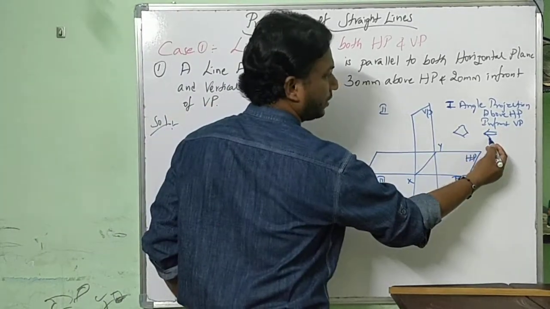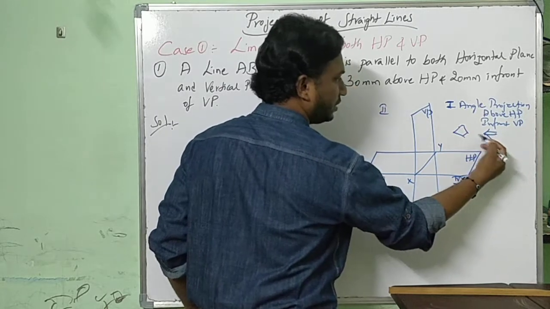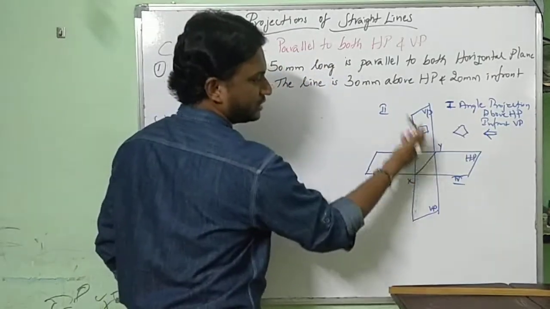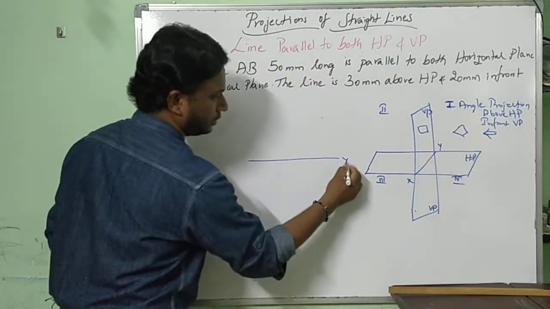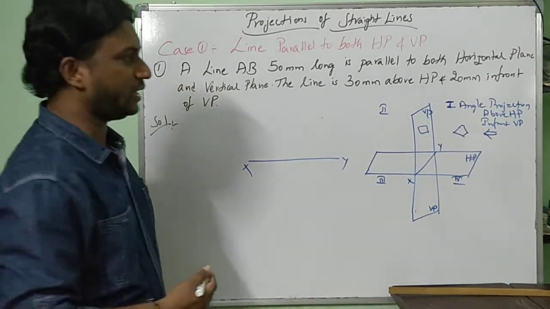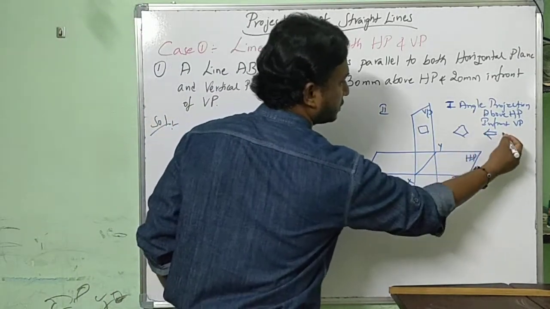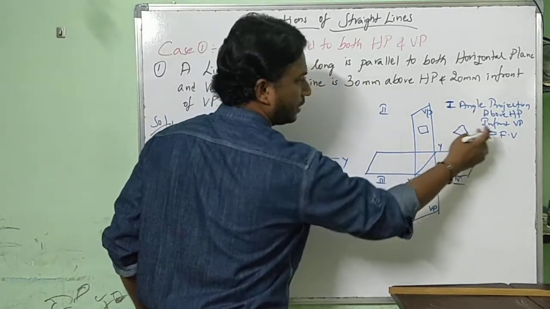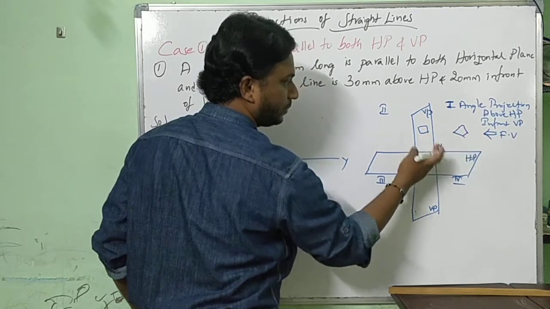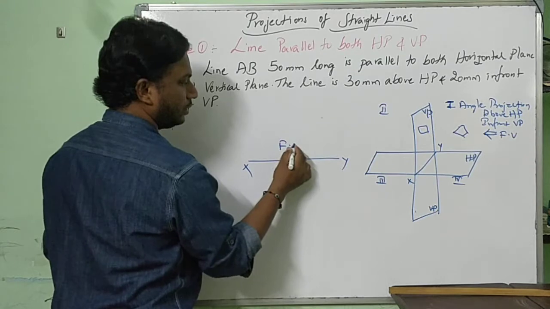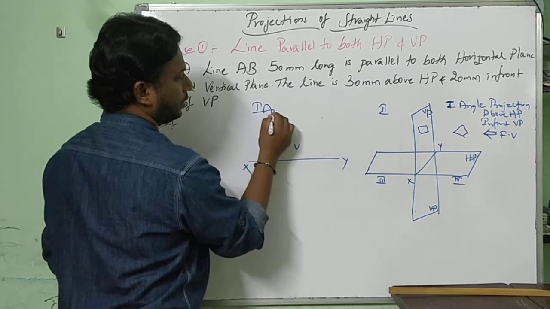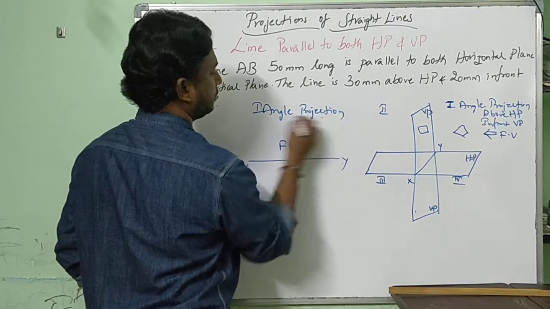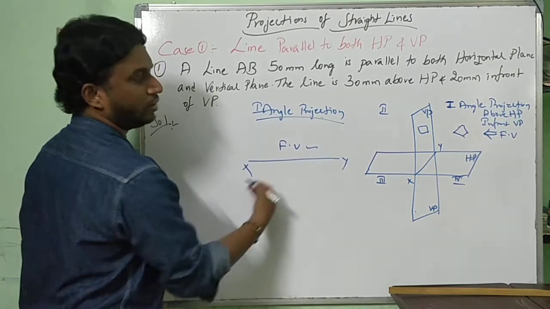When we are observing from here, this projection falls here, which is above the XY line. I am drawing another separate XY reference line. This view is called the front view. When we are looking from here, the object projection falls on the vertical plane, above the XY line. As per BIS, Bureau of Indian Standards, in first angle projection, the front view comes above the XY line.